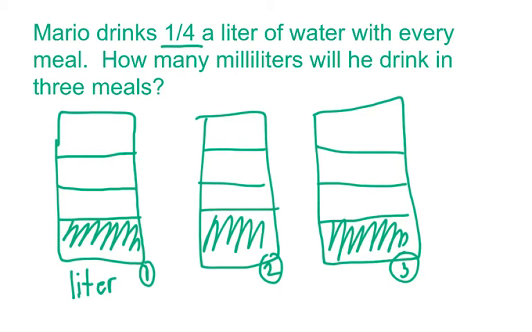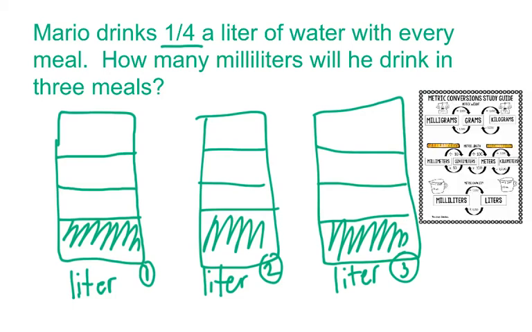But now we need to think about this in milliliters. Let me just label this. This whole bottle that I drew is a liter, but he only has 1/4 of each. Okay, so we need to know how many milliliters are in a liter. So maybe you need to go look at your chart and tell me. Okay, so to get my answer, what I'm going to do is I'm going to take this 1/4 here, and I'm going to move it over here. And I'm going to take this 1/4, and I'm going to move that one over here.